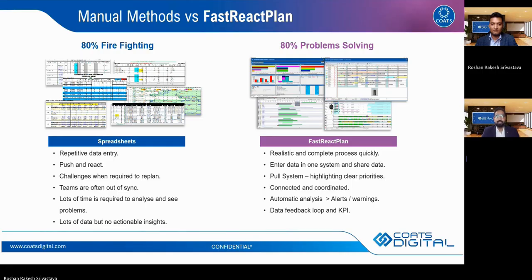You can enter data in one system and share the data across systems using integrations. It is a pull system. It highlights the clear picture. You don't have to push. It is all pre-planned, connected and coordinated. Different teams can access FastReactPlan. It provides you automatic analysis, alerts and warnings. So you have some actionable items right in front of you. It gives you data feed. It's a data feedback loop, and you can track your KPIs like OTDP through FastReactPlan.